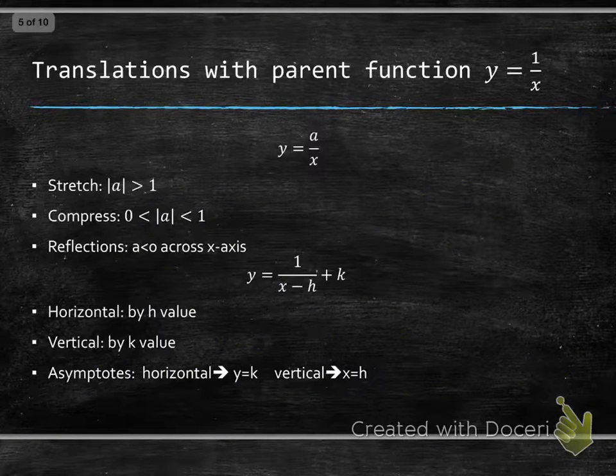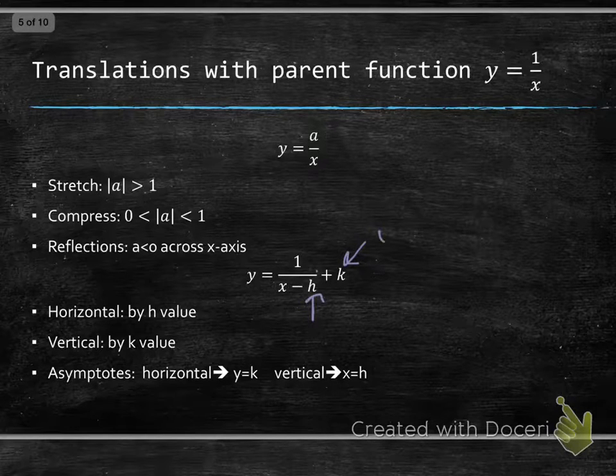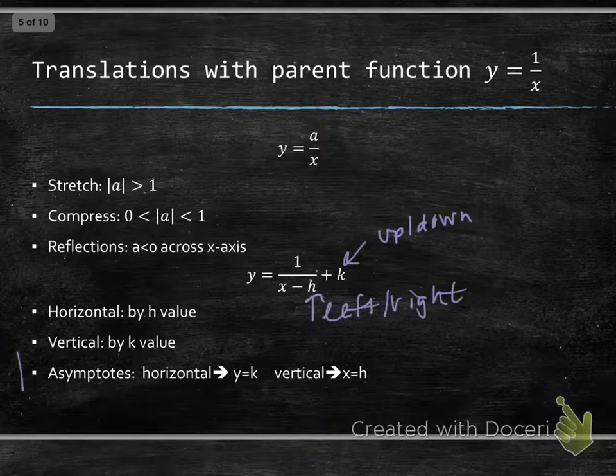Okay, so our translations here from our parent function, if my number on top or in front is bigger than 1, it's going to stretch. If it's between 0 and 1, it's going to compress or get smaller. It's going to reflect if it's negative. H value and k value. So k value is going to be moving my graph up or down. And then h is going to be my left or right, and it's always the opposite of what you think. And then we're going to throw asymptotes in here.